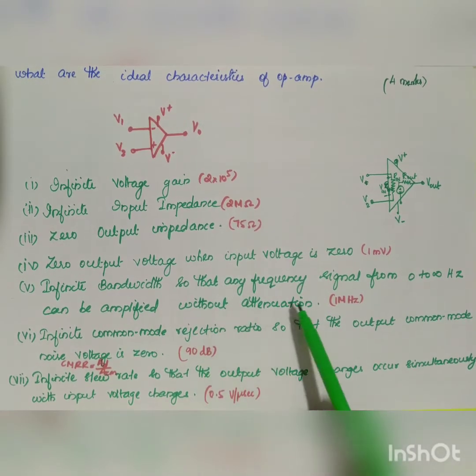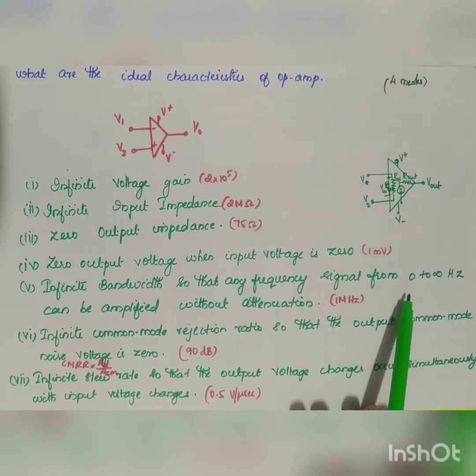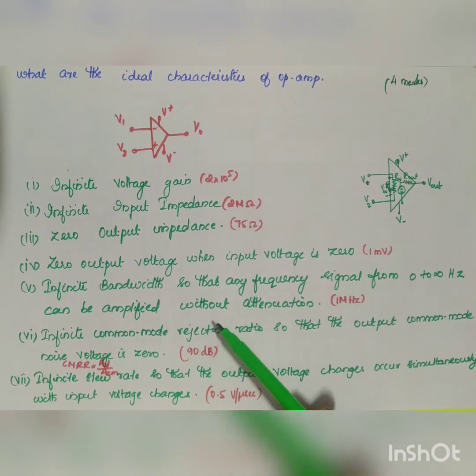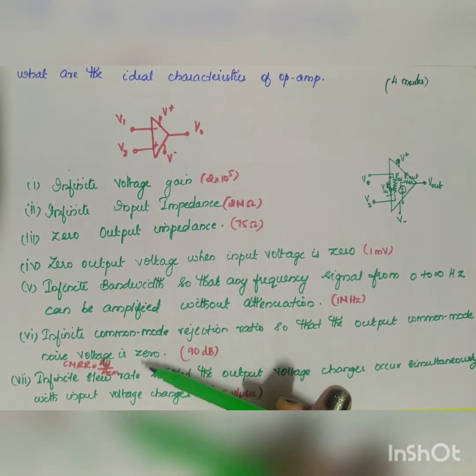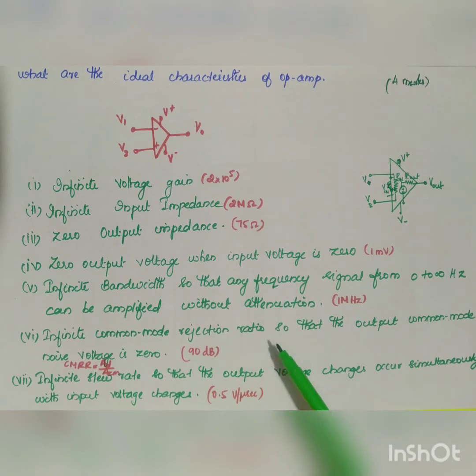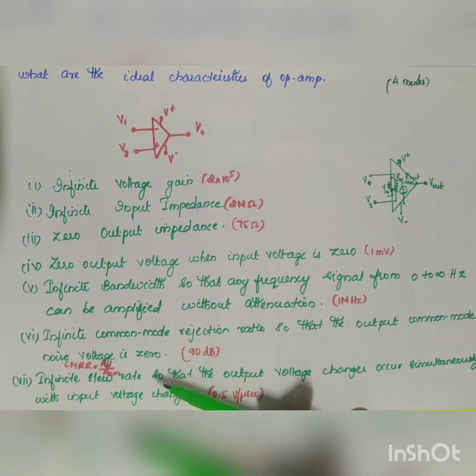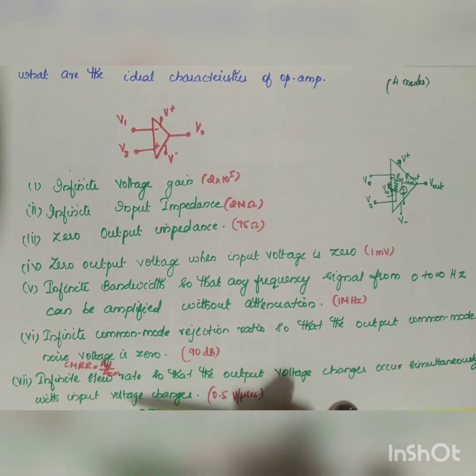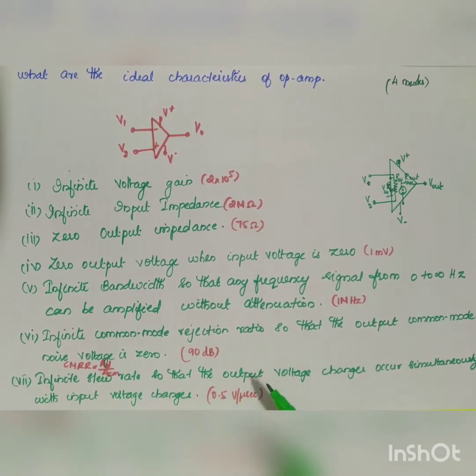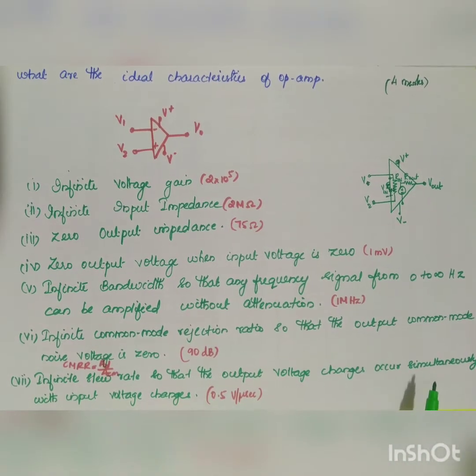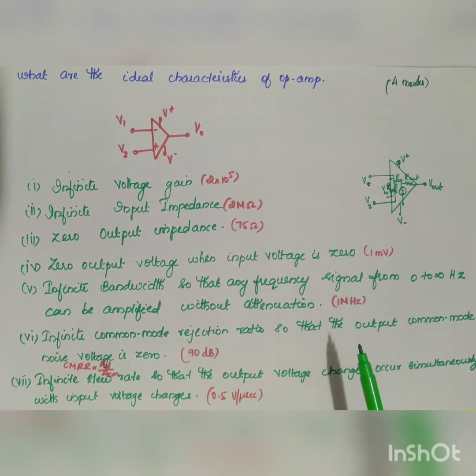Infinite bandwidth, so that the frequency signal from 0 to infinite hertz can be amplified without attenuation. Infinite common mode rejection ratio, so that the output common mode noise voltage is 0. And last one, infinite slew rate, so that the output voltage changes occur simultaneously with the input voltage changes.